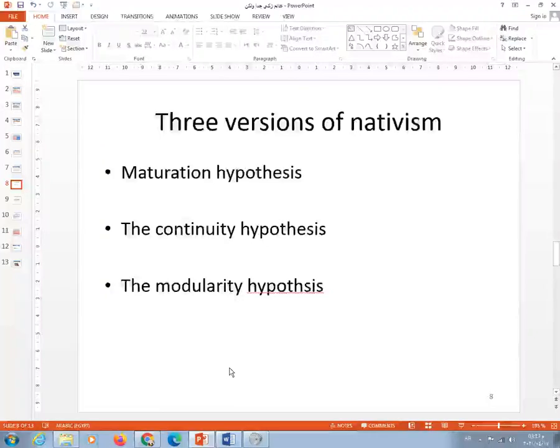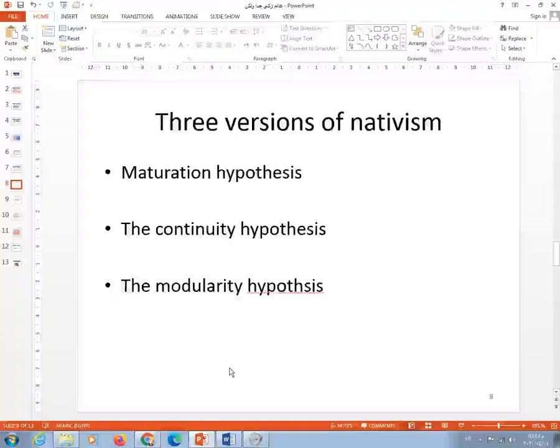As for the third theory, or third version of nativism, which is called the modularity hypothesis. This is advocated by Bates, Bresnan, and Schneider, who say that language is modular, in the sense that each module is responsible for processing and representing a certain content domain. So we have a module for syntax, a module for semantics, a module for phonology, a module for lexicon, and so on.